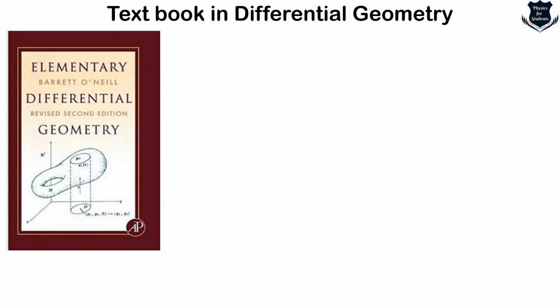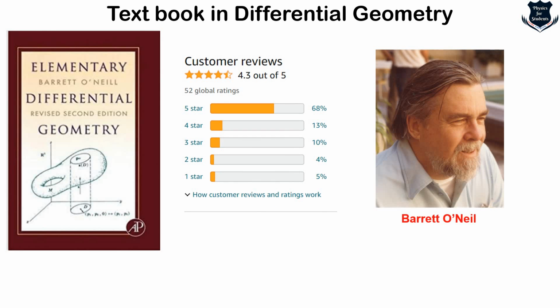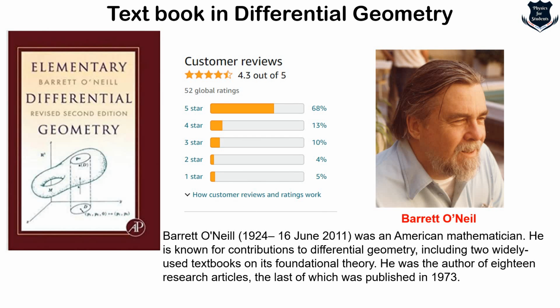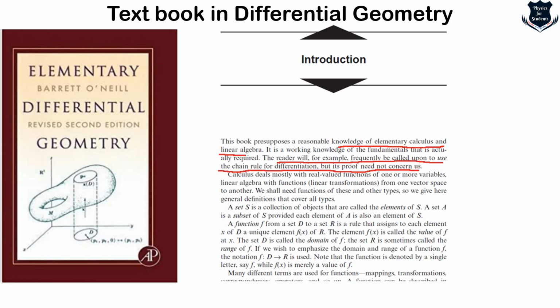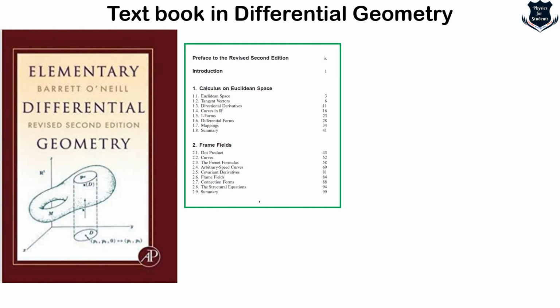The last, and I would say a very influential author, Barrett O'Neill. Elementary Differential Geometry is also highly recommended. He was an American mathematician and is known for his immense contribution to differential geometry. This is also, I would say, a very good book to start with. You can see again there is a note: knowledge of elementary calculus and linear algebra. That means you just need to know elementary calculus and linear algebra. The reader will, for example, frequently be called upon to use the chain rule for differentiation, which we have learned in our school days. In the book Elementary Differential Geometry, as you can see, these are the basic contents.